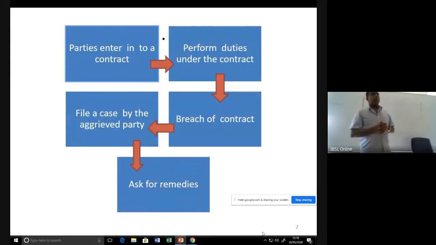Then when a contract is breached, what do you do? If you are the innocent party, what do you do? Think about a normal marriage. If the marriage life is broken, then what do you do? Parties go to courts and file a case. The aggrieved, innocent party goes to courts and files an action. In a marriage contract, when a marriage is broken, the innocent party goes to courts and files a divorce case.